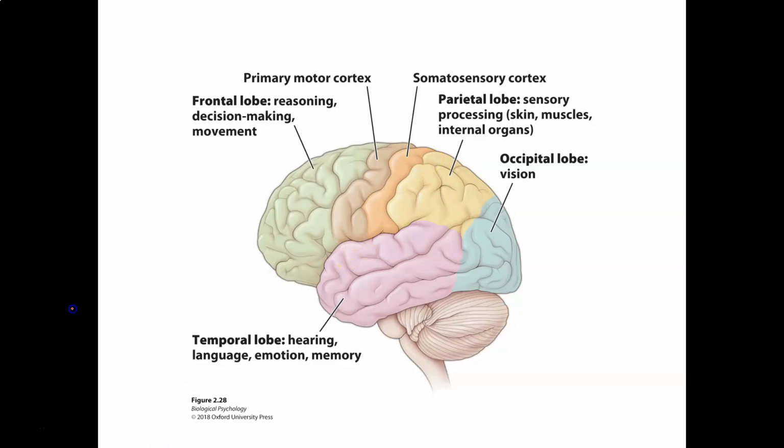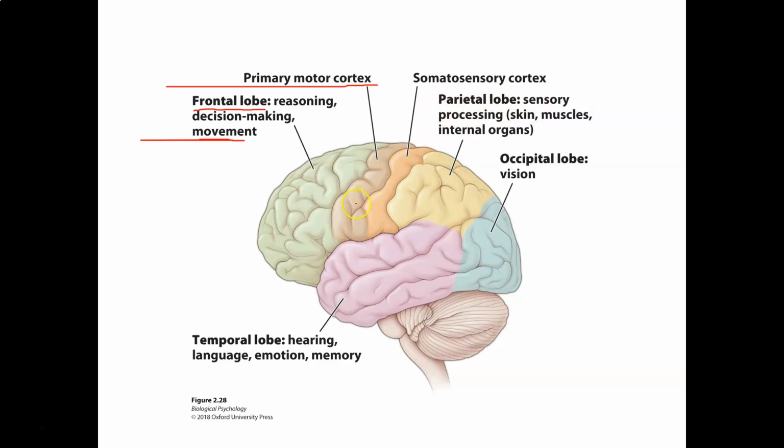Okay, so back to here. The frontal lobe is in the frontmost area of the brain. It's responsible for higher order functions like reasoning and decision making. And because the primary motor cortex lives in the frontal lobe, it also handles movement. The parietal lobe handles sensory processing. So it's getting information from the skin, body position from the muscles, as well as internal organs. So anything involving sensation, like touch, is going to be handled by the parietal lobe.